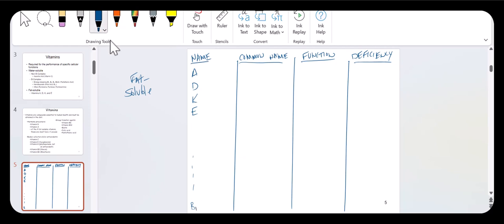We can leave B12 there. Let's put C, B1, B2, and so on. And of course, you'll put all the B's. So these are my water soluble. So I would get that set up, and like I said, electronically, Word, Excel, whatever you want.